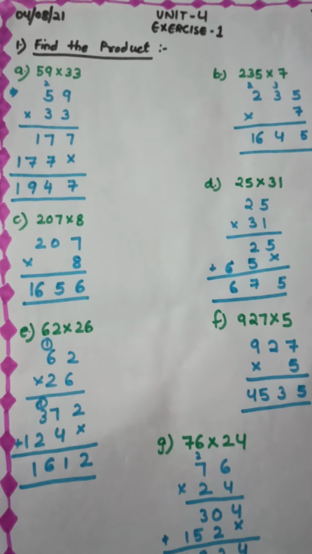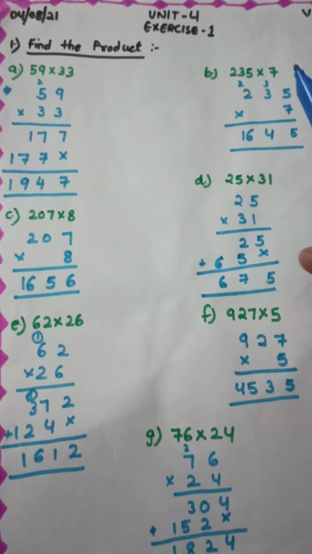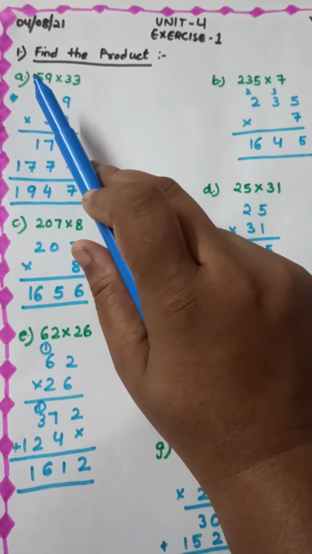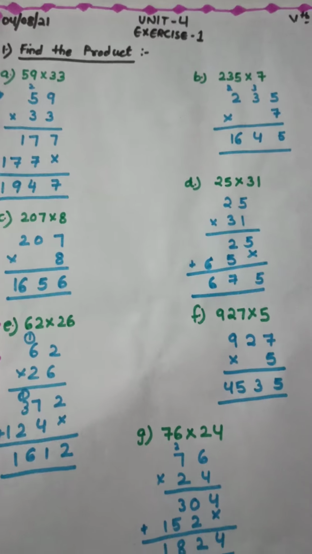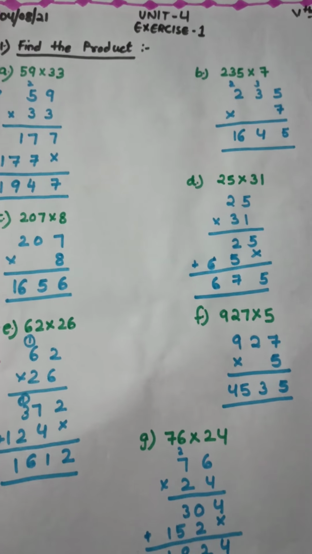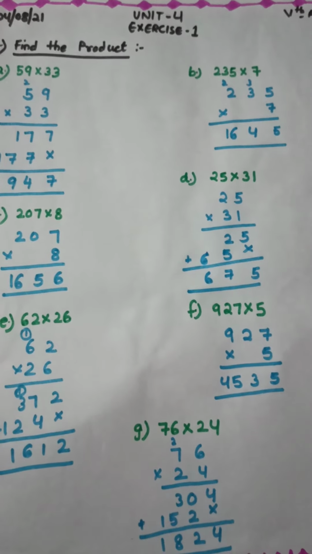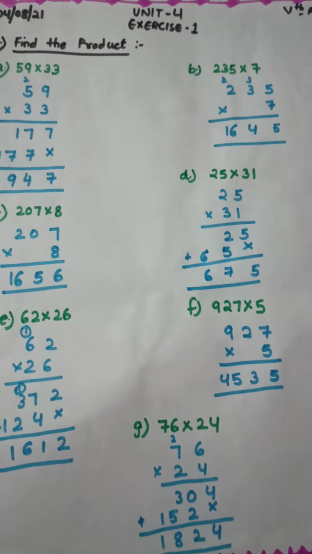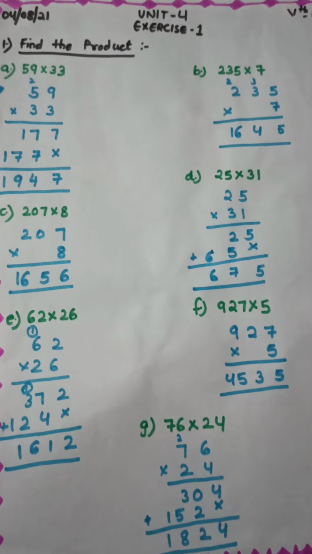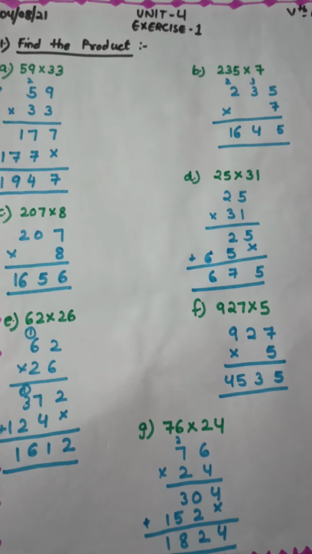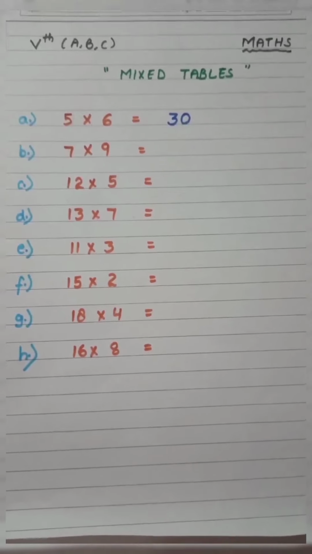Before that we will do a few mixed sums, then we will do our exercise 1 and question number 1. Today we will do only question number 1. There will be just a few sums that you have to do, and then you have to learn tables today. In our next class we will do question number 2 and 3 of this exercise. Let us begin with the mixed tables now.